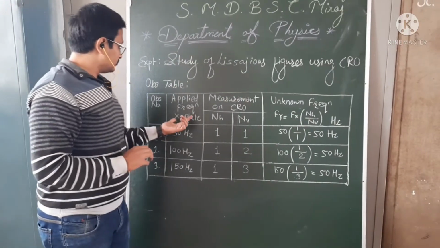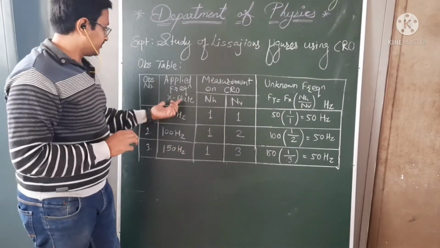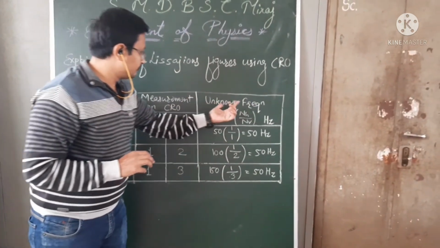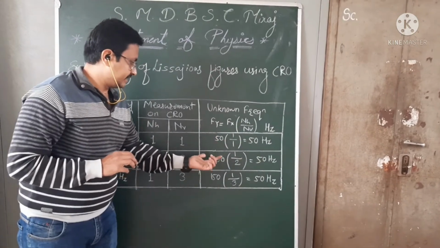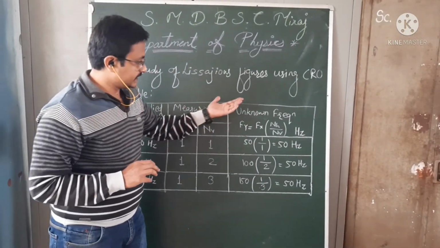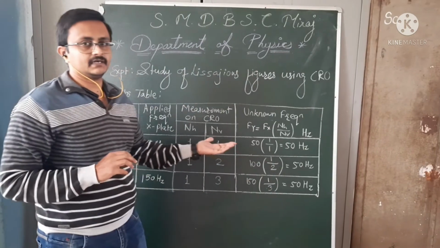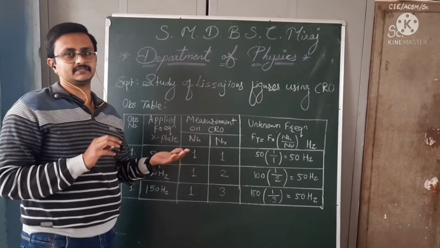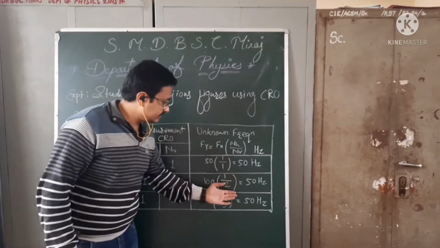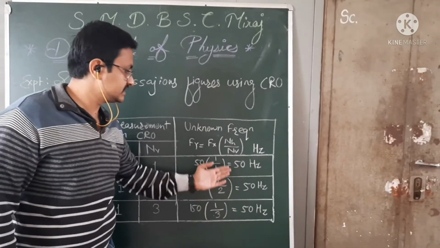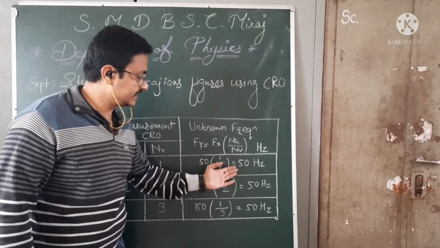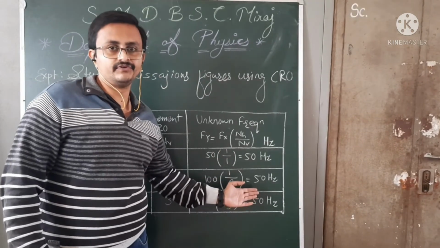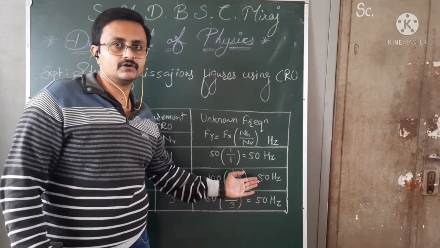So we vary the applied frequency on X plate and determine the unknown frequency on Y plate. Okay. So we get 50 Hertz every time. That is the reason why we are getting 50 Hertz frequency for household appliances. This is nothing but the frequency of AC mains which we are getting for the laboratory purpose or for the household appliances. 50 Hertz is the frequency of household appliances.